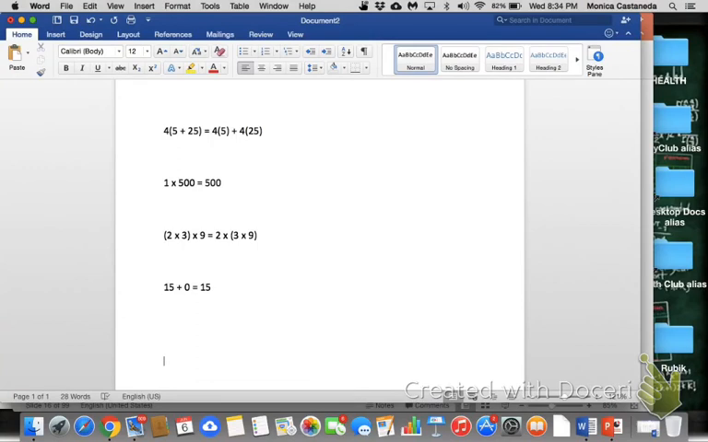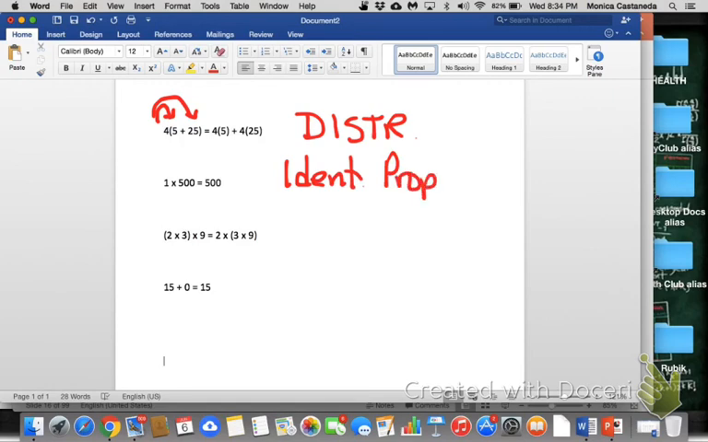Okay, we're going to finish up with some practice with our properties. So if we look at the first one, take a moment and think about the property. It's the distributive property. We would say 4 times 5 and 4 times 25. The second one, identity property of multiplication. Because if we multiply by 1, we get 500, which doesn't change its identity, it stays the same.